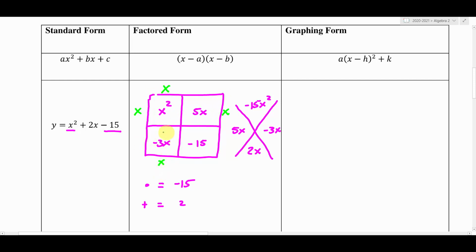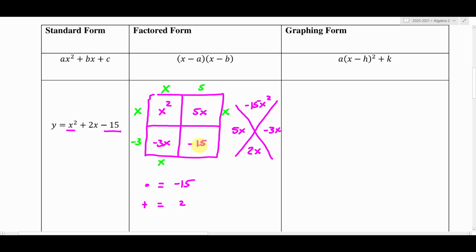All right, so now I'm thinking about negative 3x, right? So x times something has to give me negative 3x. Well, that has to be a negative 3, right? Because negative 3 times x gives me negative 3x. Then by the same logic, I would have to have a 5 over here, because x times 5 gives me 5x. Okay, and then if I transfer those over, right, I would do 5 times negative 3 to get my negative 15.